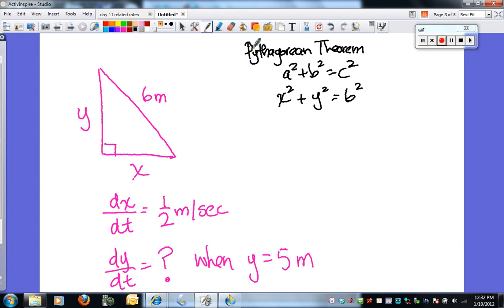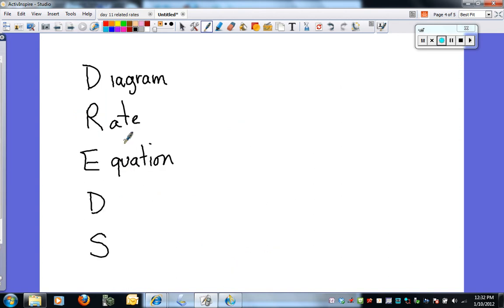So going back to DREADS, what's our next thing? Anyone can guess? It's derivative. Yes, we have calculus. We're learning calculus. It's the derivative. And we're going to take the derivative of both sides. So diagram, rate, equation, whoops, I didn't mean to do that. Derivative, both sides. So let's go back.